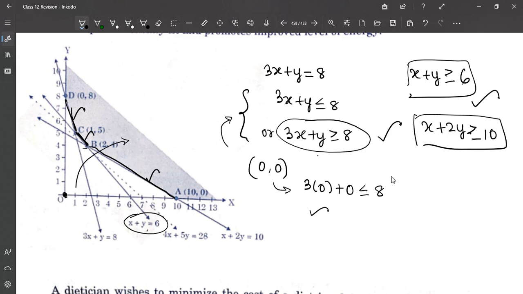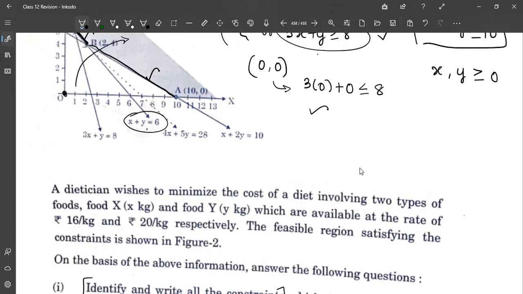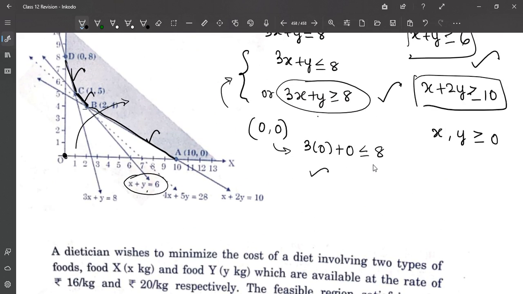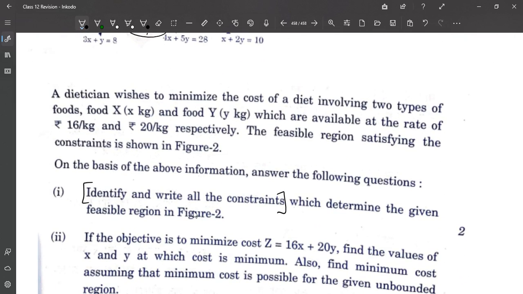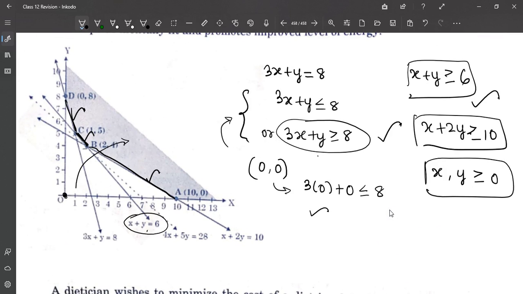Only three constraints are there, and you should include the non-negative constraints: x and y are both greater than or equal to 0. You will be given full marks only if you include all these four constraints. So identify and write all the constraints. This is for 2 marks, right? You should not include this because this is not one of the boundaries.